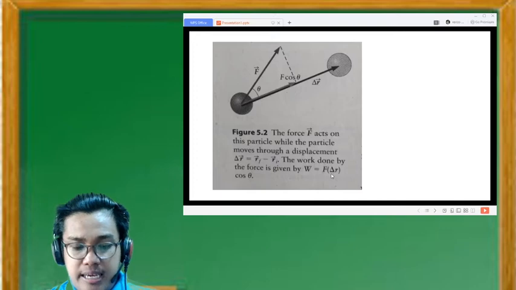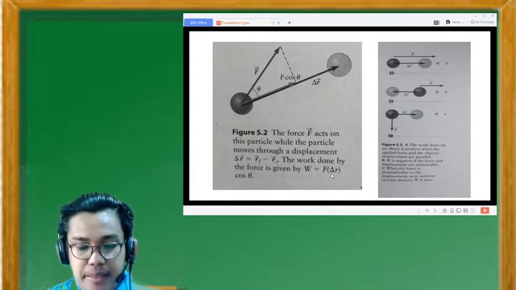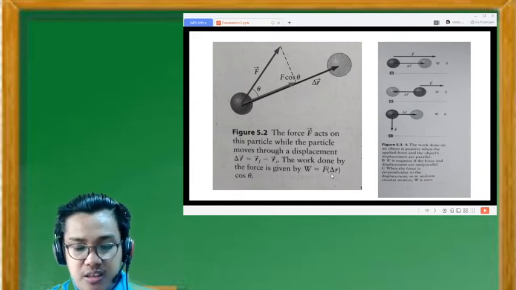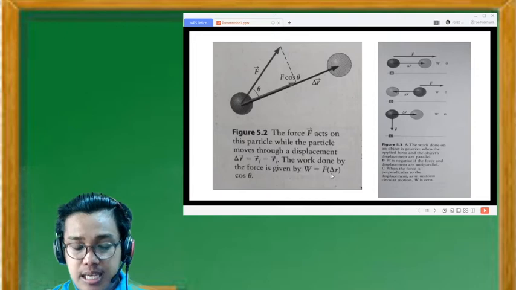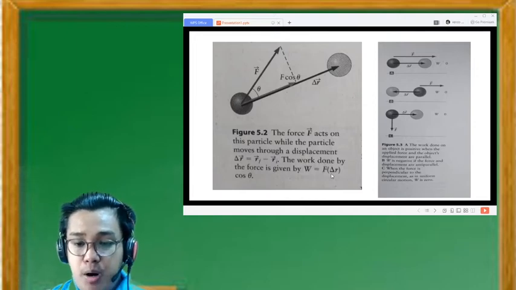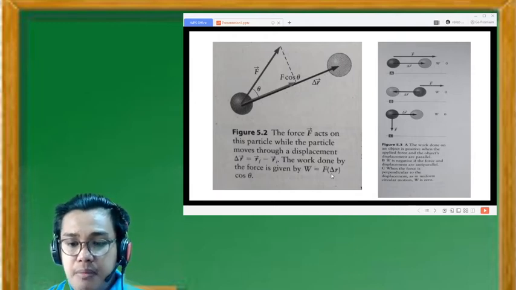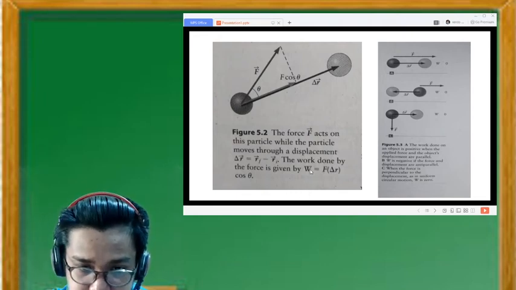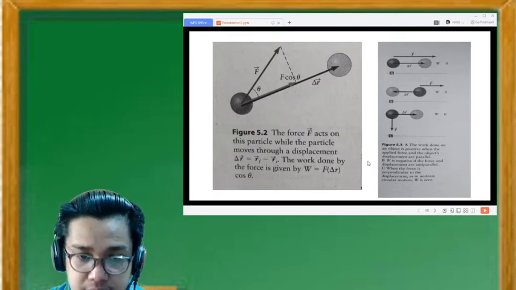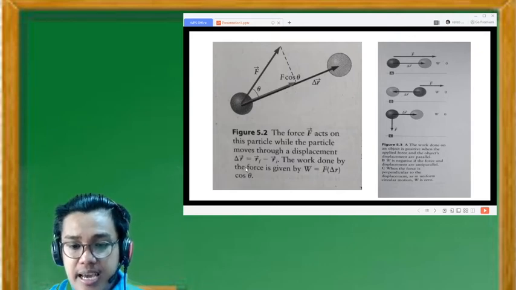The definition of work given in equation 5.3 only applies for one-dimensional motion in which a constant force is applied along the direction of motion. In two or three dimensions, we must consider that the force and displacement are both vectors. In this case, for figure 5.2 that you saw before, the work done on the particle is written by this, where theta is the angle between the force and the particle displacement.